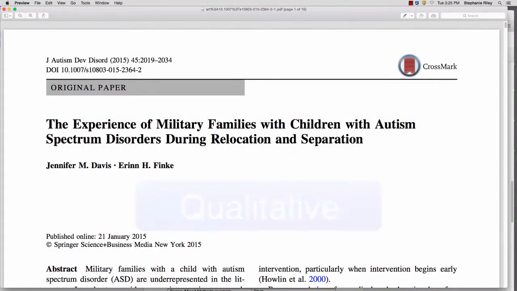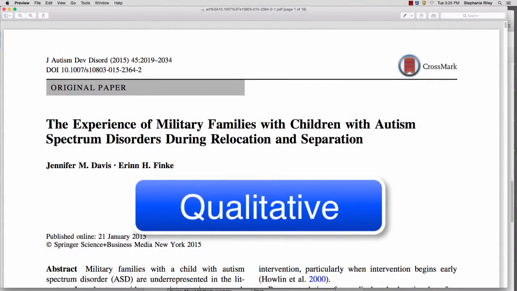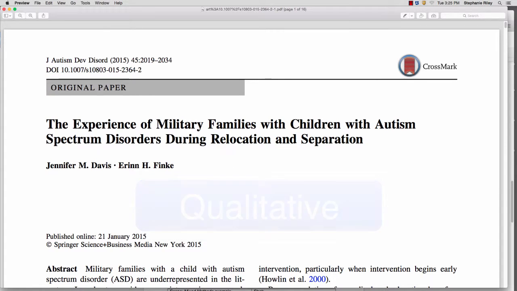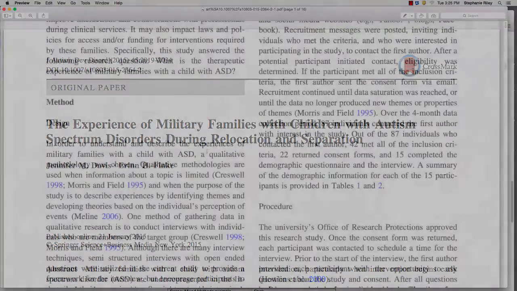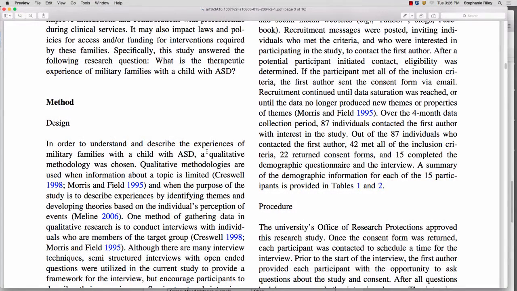Let's take a look at an example of a study that uses qualitative methods. This article focuses on a small sample of military families that have children with autism. The authors use structured interviews to research the experiences of this population. In the method area, you can see why they chose this method. There is limited information about this topic, and they are looking for experiences. Experiences are difficult to measure quantitatively. Instead, the authors found participants that fit their criteria and interviewed them and conducted a questionnaire. Both of these are qualitative methods.